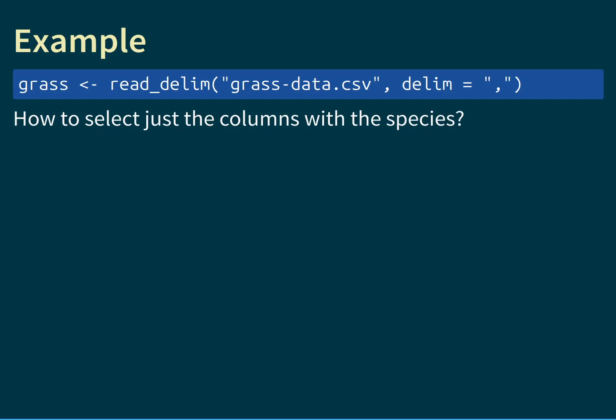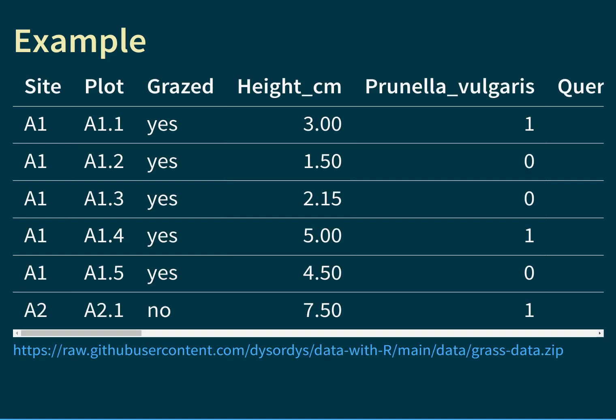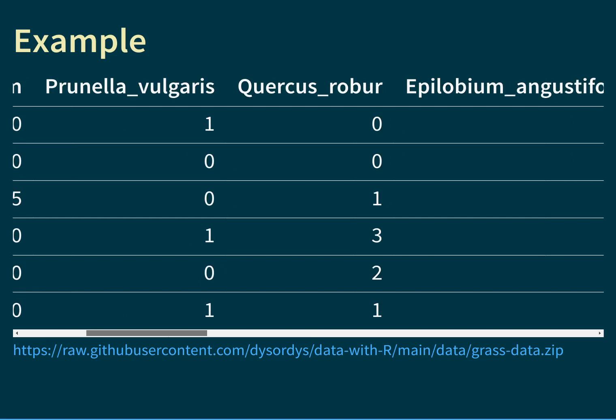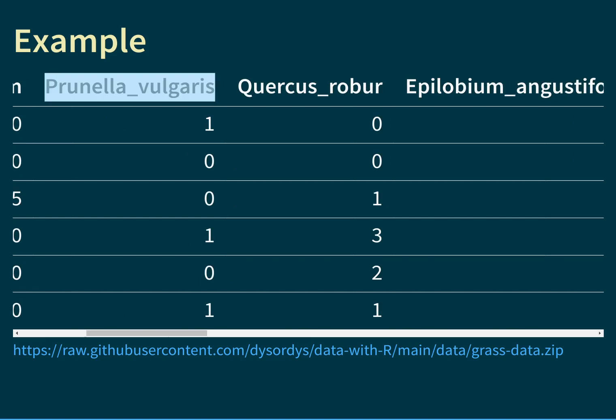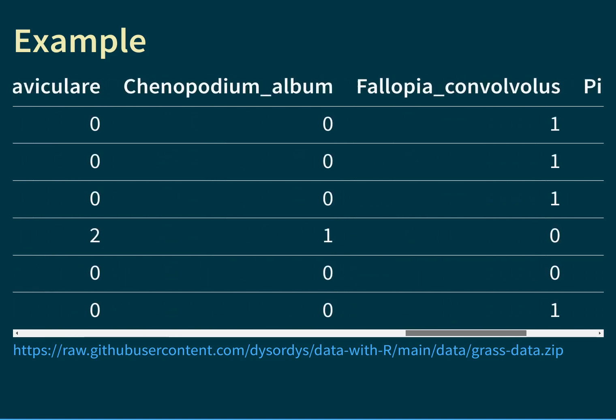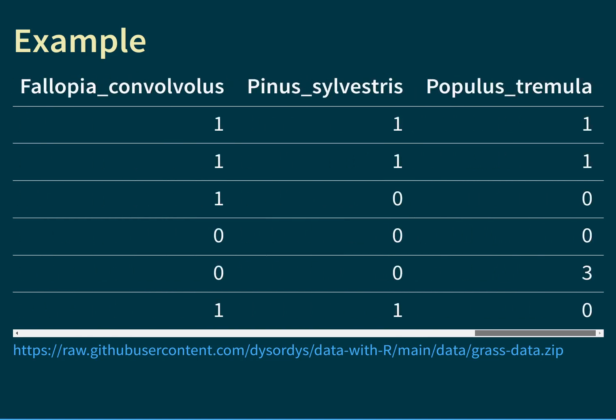So we specify the delimiter as the comma, and we read in the file and assign it to the variable grass. So far, so good. Now here is our question and our main task. How do we select just those columns that refer to the individual species? So if we go back to this table, in other words, how do we select just the columns beginning with Prunella vulgaris and ending with Populus tremula there at the end? How can we do that?